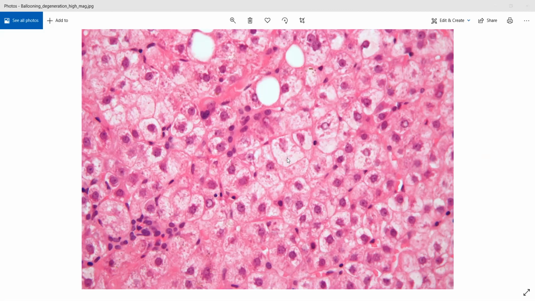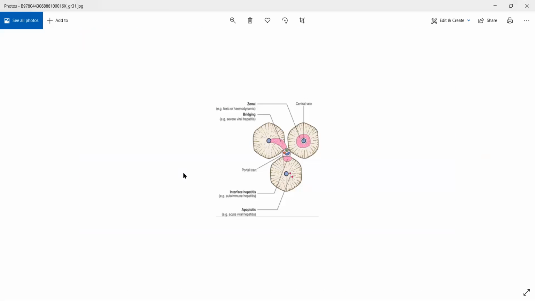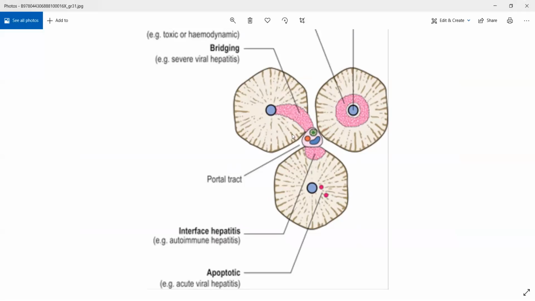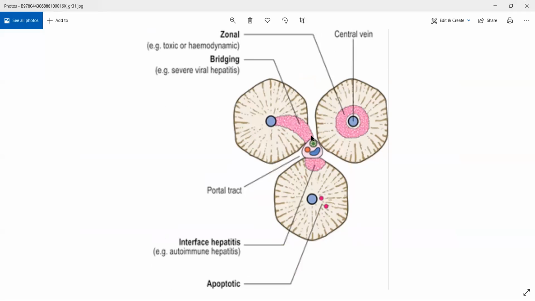Along with that, you will see something called bridging necrosis. So bridging necrosis looks like this. Look at this. See, if you can see here, this is bridging necrosis. Bridging necrosis is a very severe form of hepatocellular injury, especially in case of acute viral hepatitis. Now, this may progress to fulminant hepatitis. Sometimes it might progress to chronic hepatitis, depending on the patient's condition.